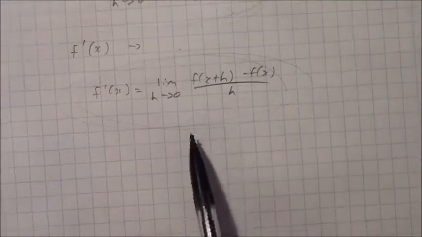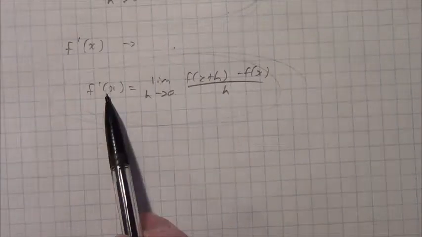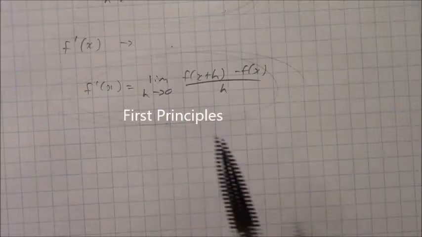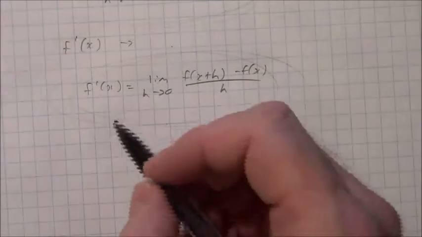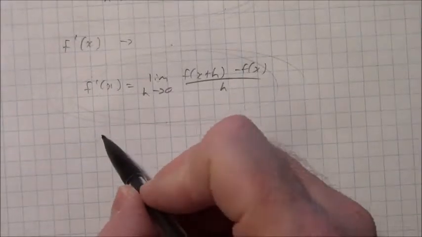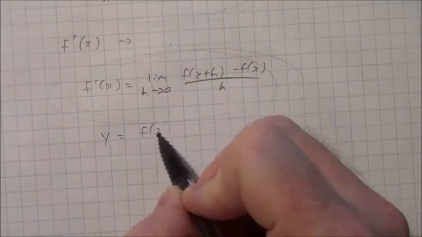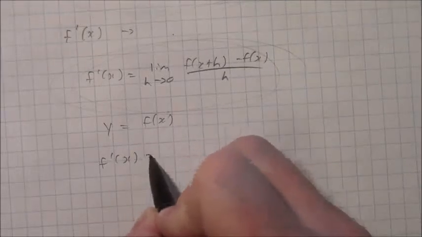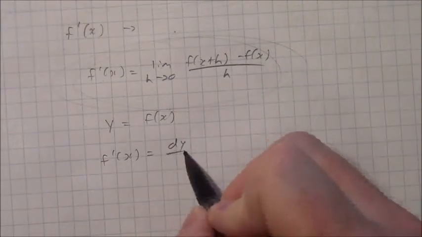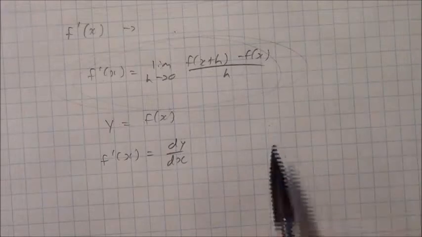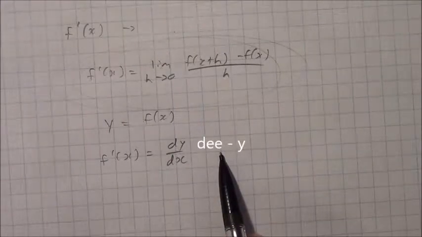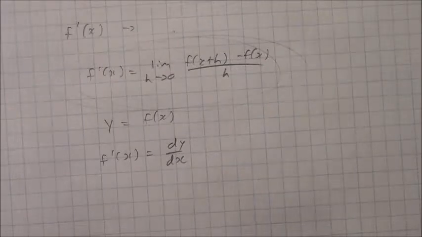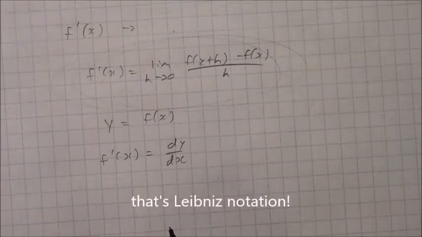This is also called finding the derivative of a function from first principles. We have another form. If our function was y equals f of x, we can then say that f prime of x is dy by dx. Okay, dy by dx is the derivative of y with respect to x.